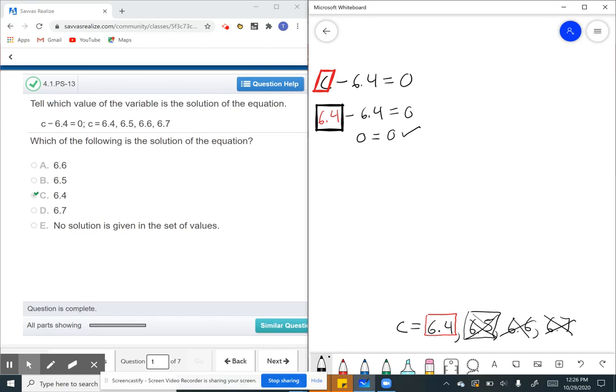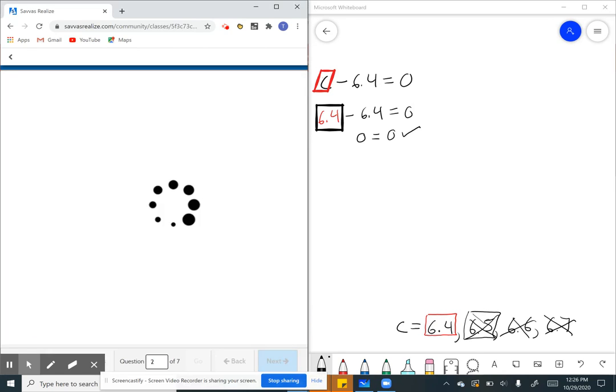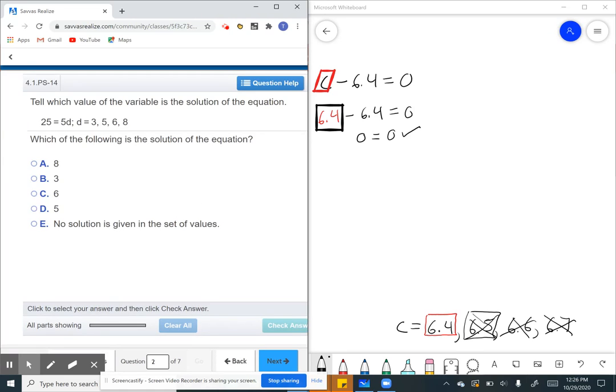Okay. In the next question, the only thing I want to point out is if you have a number next to a variable, remember that that's multiplication as you're checking those, and make sure you put it in parentheses when you substitute. So that's the main concept for this activity, but please let me know if you have any questions.